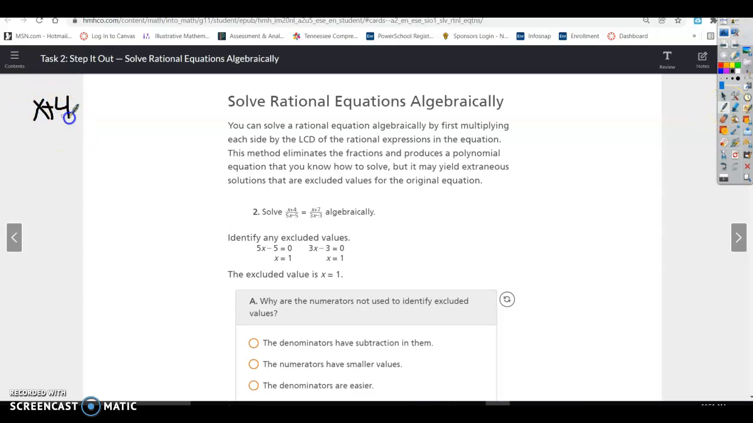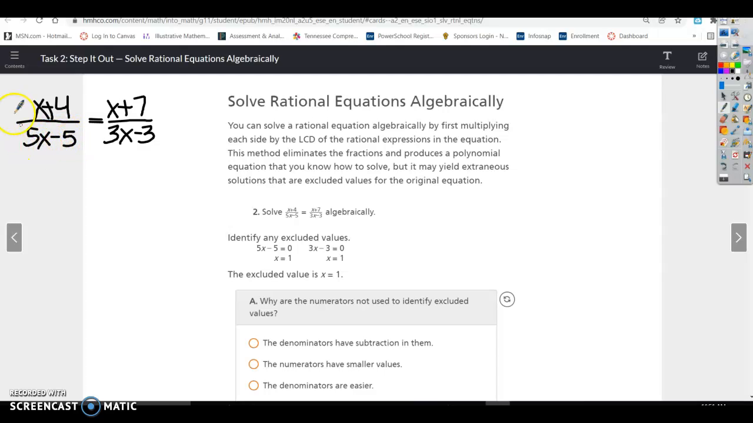x plus 4 over 5x minus 5 equals x plus 7 over 3x minus 3. All right, the first thing I'm going to do is go ahead and factor my denominators.